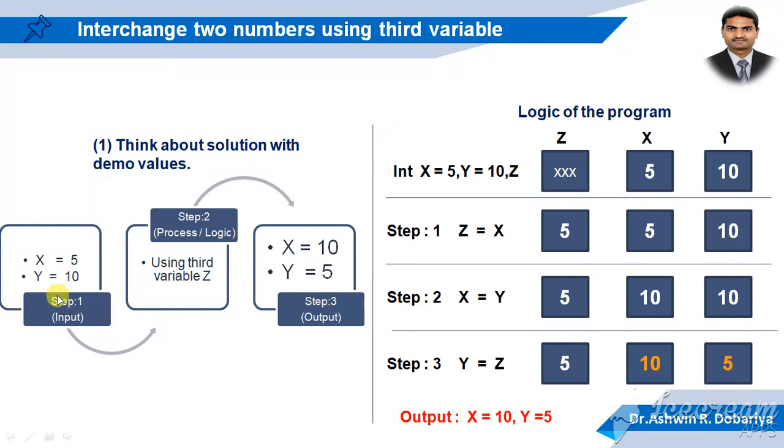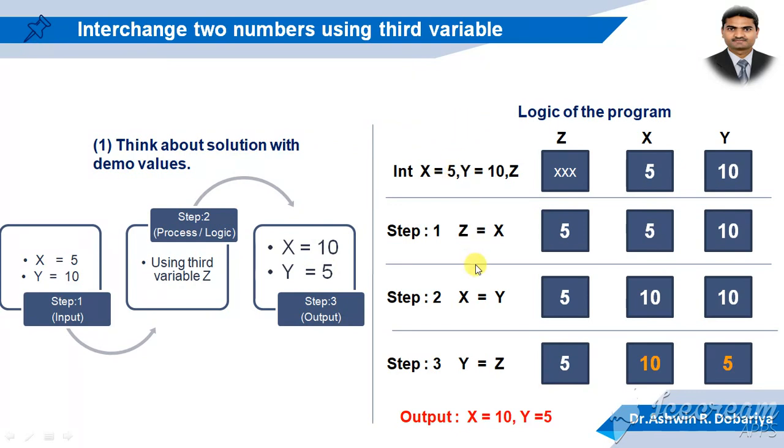So this should be the output, right? First you have to think about the number of variables, then out of all variables, how many we have to give as input. Here we require three variables, but out of the three we provide input for only two, x and y. Suppose x is 5 and y is 10. Then, using z, the third variable, how can we interchange them? Once this logic is over, x becomes 10 and y becomes 5.